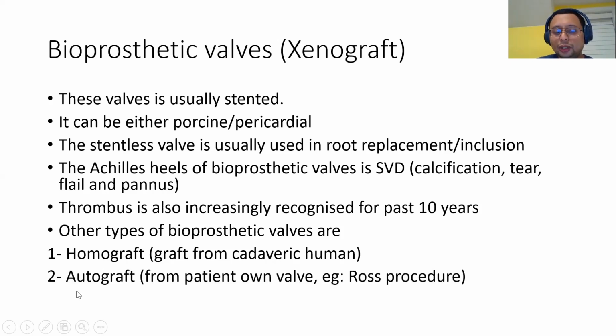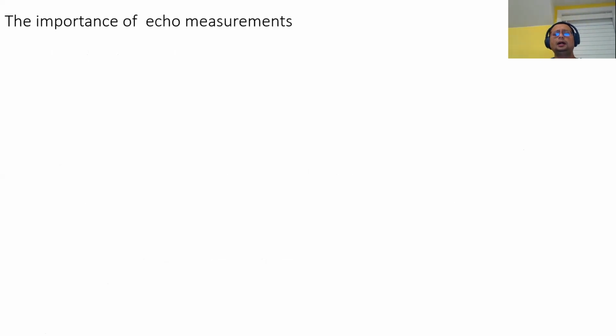What about auto? Auto means that the valve comes from your own self. Remember in the Ross procedure just now, I told you that they take out the aortic root and aortic valve, but they put the patient's own pulmonary valve and pulmonary root into the aortic position. So that is autograft. You use your own tissue. So that is homograft and also autograft. That is basically the difference between mechanical and bioprosthetic valve. I hope you can remember that.